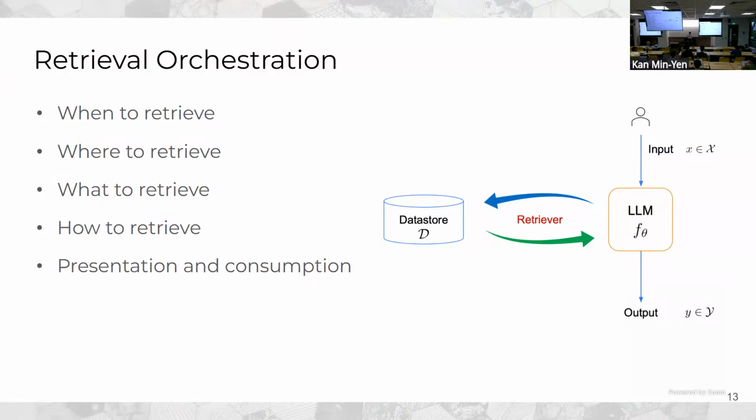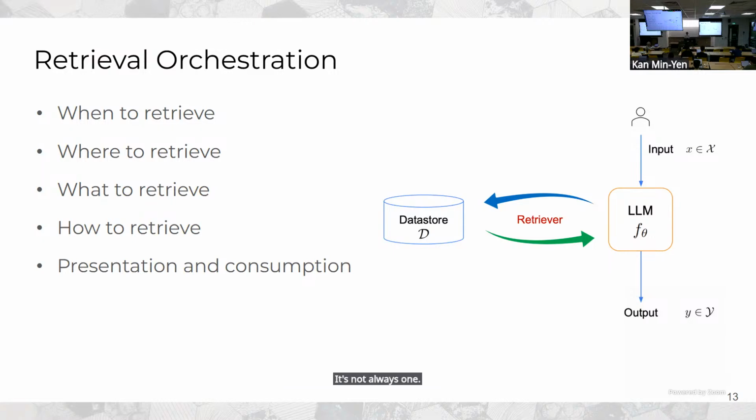That's where to retrieve. For the third one, what to retrieve. Here we mean how to formulate the search query. Sometimes the simplest way is to directly use the input as a query. Unfortunately, it doesn't always work.